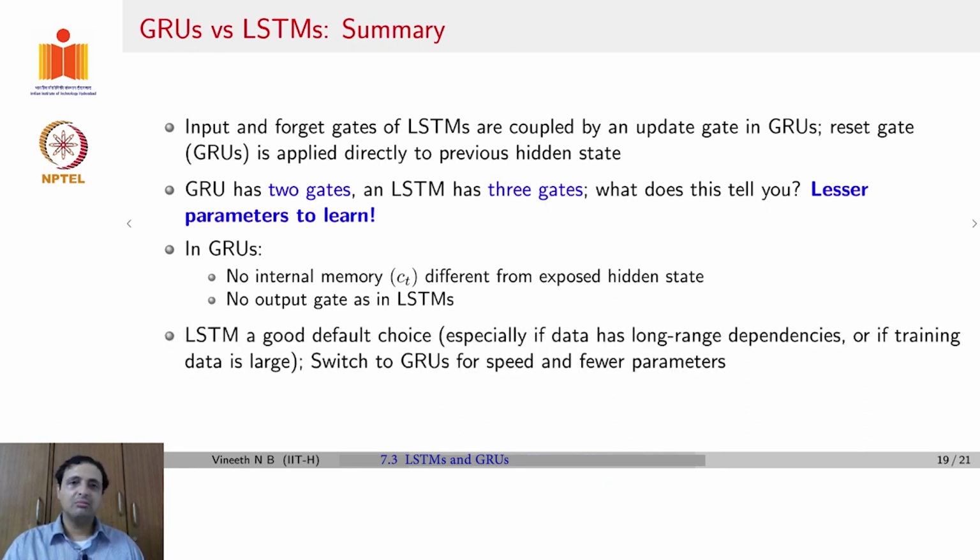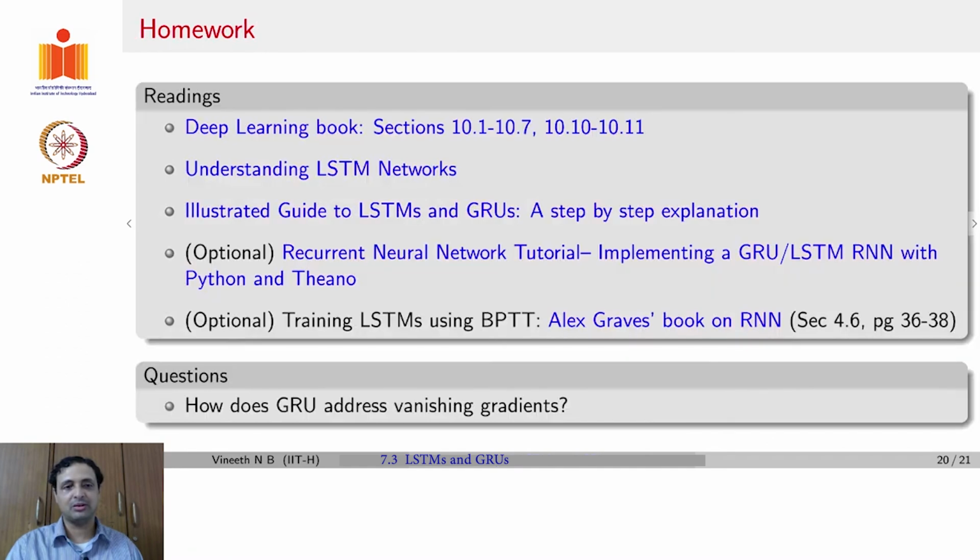In general, LSTM is a common preferred choice, especially if you know that your data has long-range dependencies or if you have large amounts of training data. But if you want better speed, fewer parameters and maybe smaller data sets, GRUs are a good choice to try for sequence learning problems.